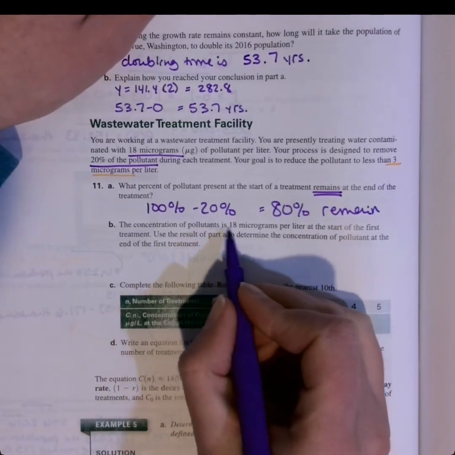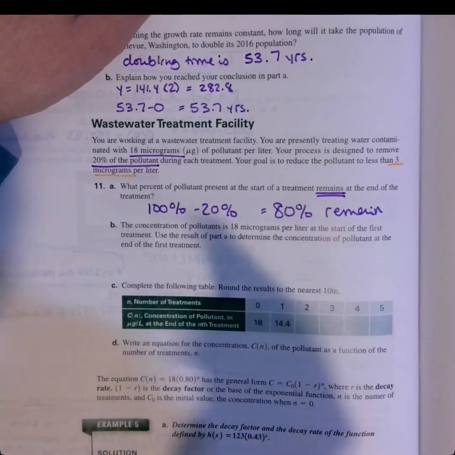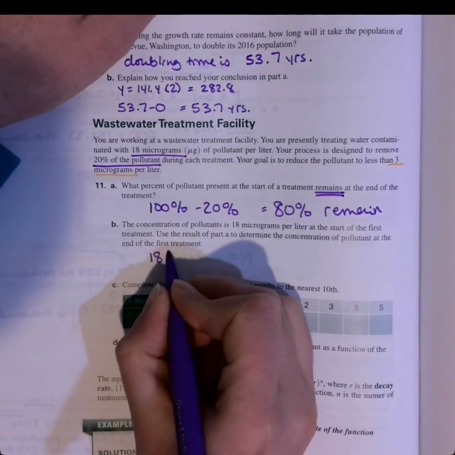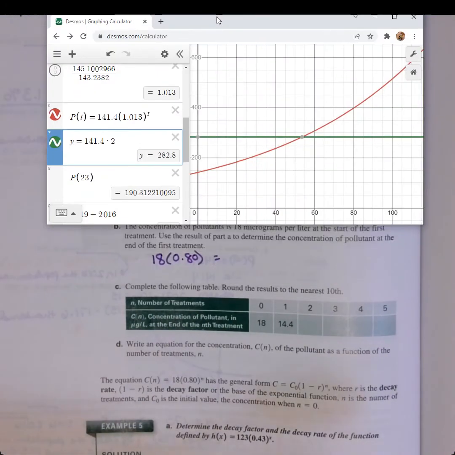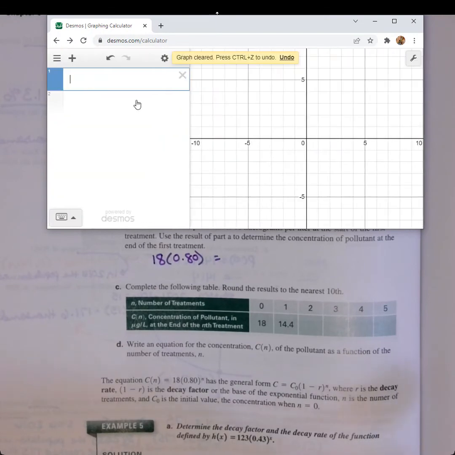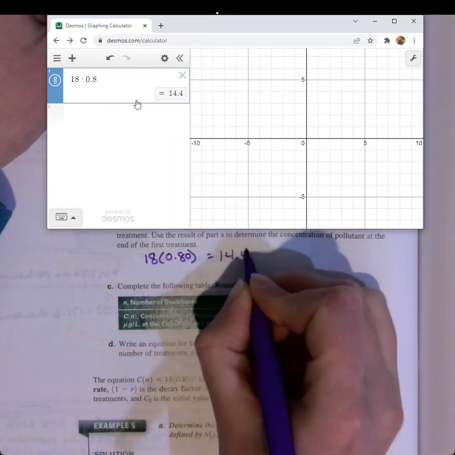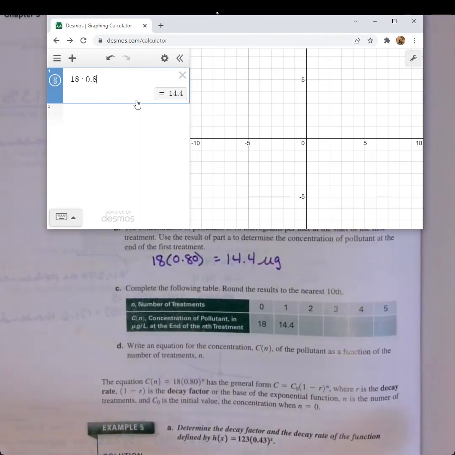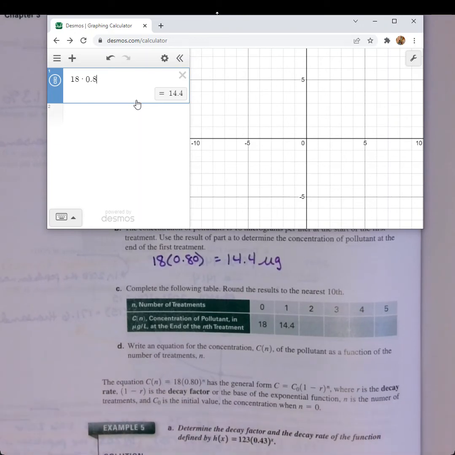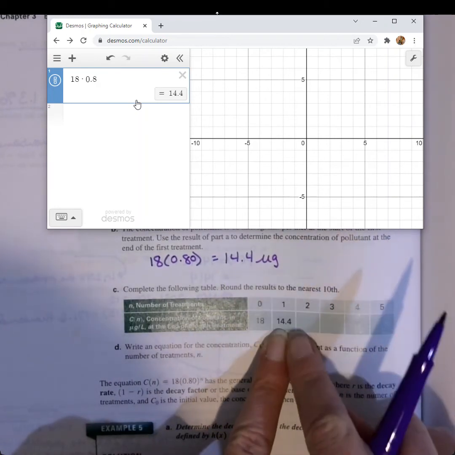The concentration of pollutants is 18 micrograms per liter. Determine the concentration of pollutants at the end of the first treatment. Okay, so 18 micrograms times 80% will give me 14.4 micrograms. Complete the following table, round to the nearest tenth. Okay, so we've already got the 14.4, like we said right here, after one treatment, 14.4 micrograms left.